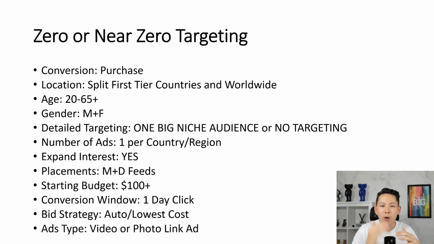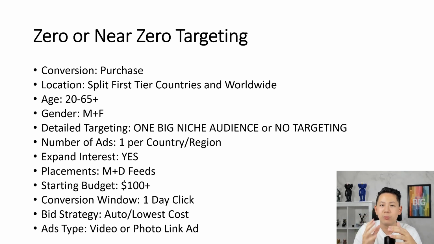This time, both genders, male and female, but the special thing is on the detailed targeting. This time around you want to go for one huge, big niche audience, so it's very easy to find that specific big one. Let's say kitchen tools, those are in the few 100 million audience size. If you can't find one that's really huge, just combine a lot of the huge ones and target them.